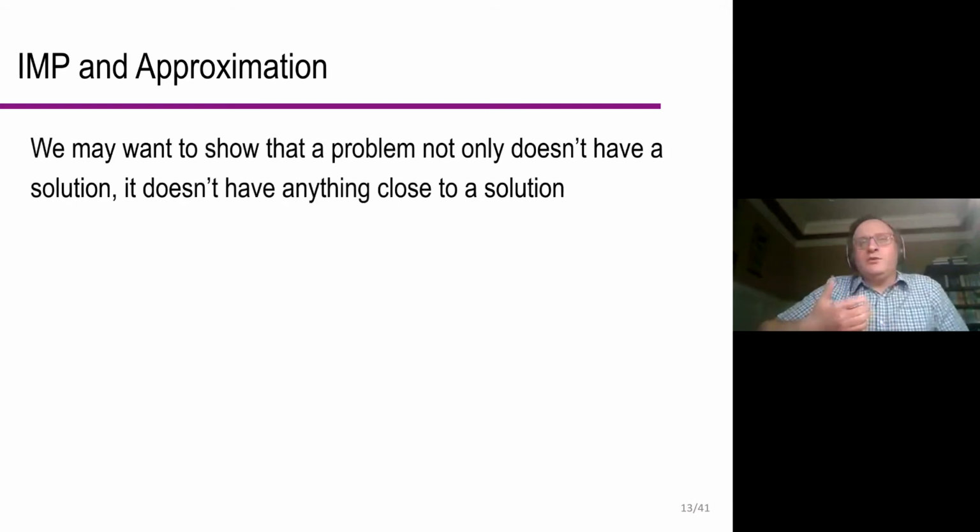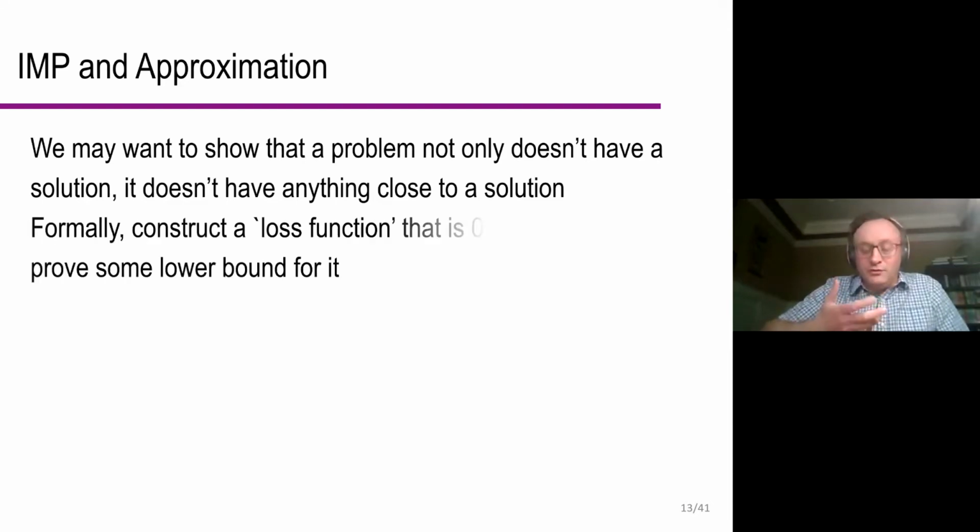So what I want to try is to show not only that my problem doesn't have a solution, but also that it doesn't have anything close to a solution, right? Some optimization function is very far from 0, for instance. How is it normally done?